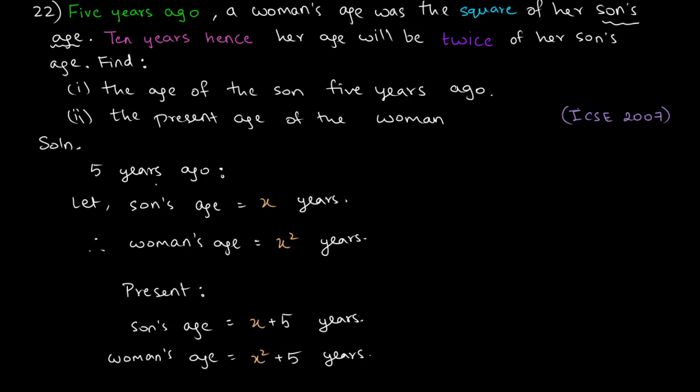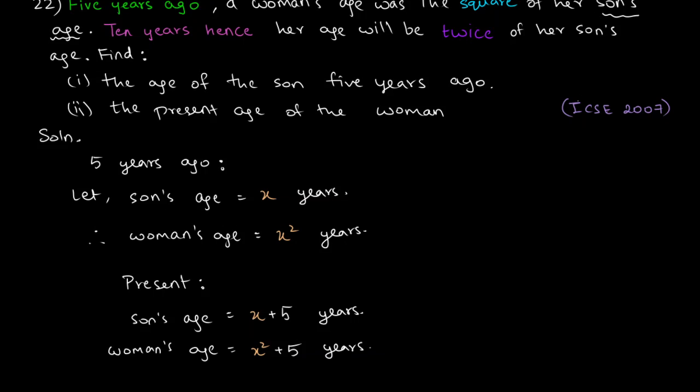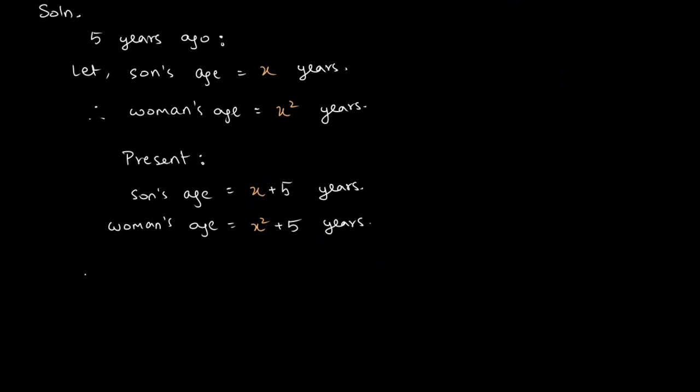So this was the age 5 years ago, the present age, and now we're talking about the age 10 years hence, so 10 years in the future. So let's consider that scenario as well. 10 years hence, the son's age will be an additional 10 to x plus 5. So it's already x plus 5, and to that we are adding an additional 10 years. That gives it a total of x plus 15 years, right?